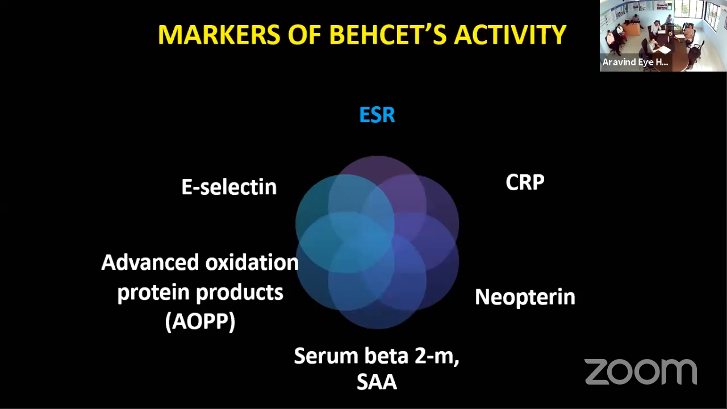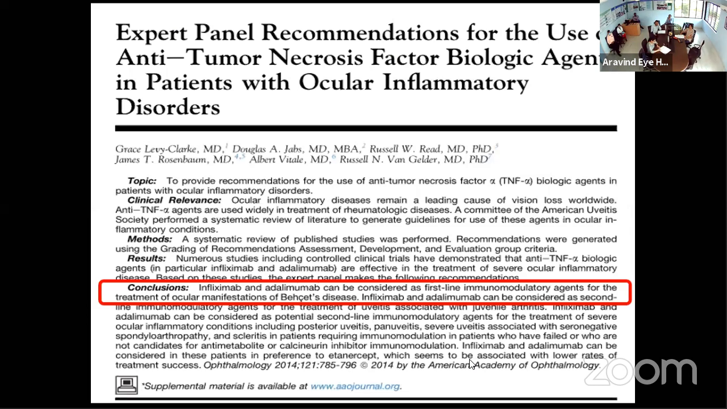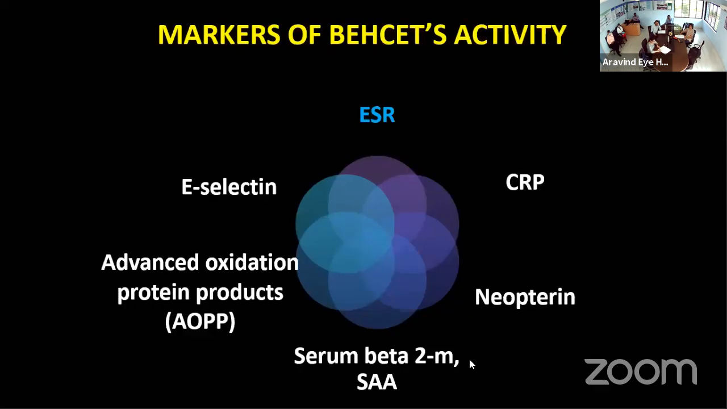Regarding markers of disease activity, there are so many molecules identified in several studies. The practical one is very simple to remember: erythrocyte sedimentation rate as well as C-reactive protein. In addition, we have the selectins, AOPP, and serum beta 2 microglobulin. Don't worry about all this, but at least pay attention to the erythrocyte sedimentation rate. Whenever we order investigations, we are so busy that we don't look at the ESR. So at least in Behcet's and other autoimmune conditions, we need to pay attention to the ESR as well.